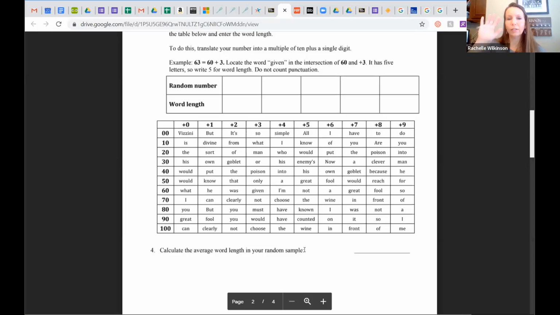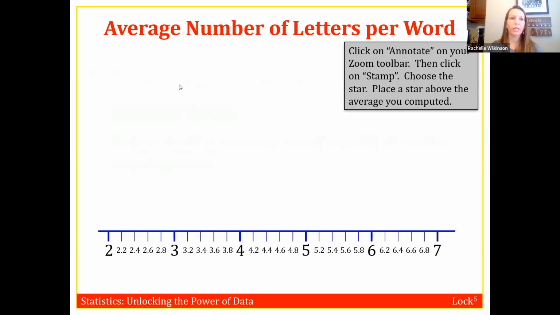All right, so like I said, you had 5 random numbers. You're gonna use that to figure out which 5 words you're gonna use, and this table will help you with that. And then you're gonna calculate the average number of letters in those 5 words that you've now used a truly random method to select. Okay, so here's our new graph here. When you get your new average, then you can go ahead and plot it with a star on this.